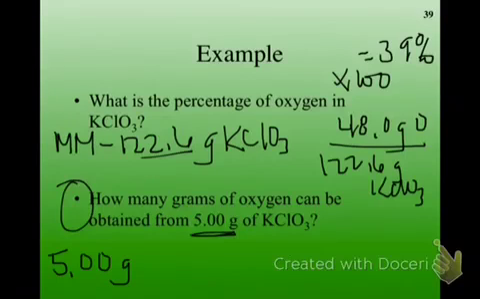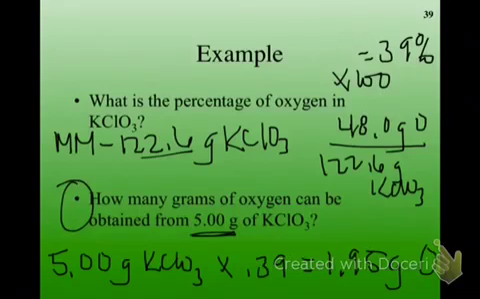So I'm going to take my 5 grams of KClO3, multiply that by 0.39, and I get 1.95 grams of oxygen. And that kind of makes sense because it's less than 5, all right, and it stays constant. That proportion stays the same. 39% of my compound is oxygen.